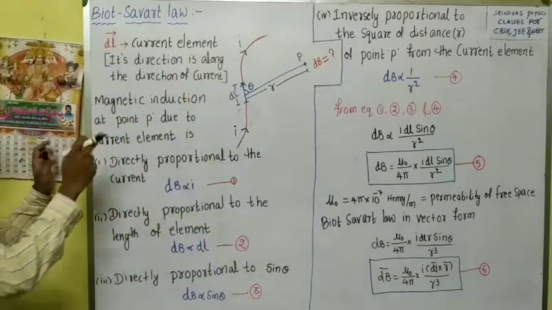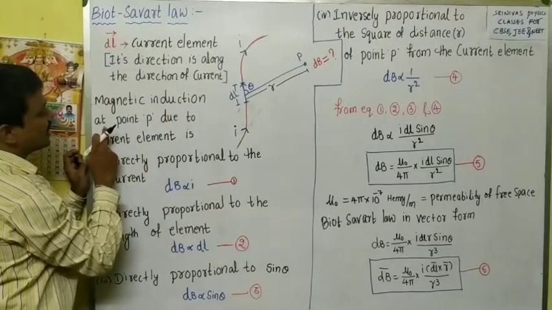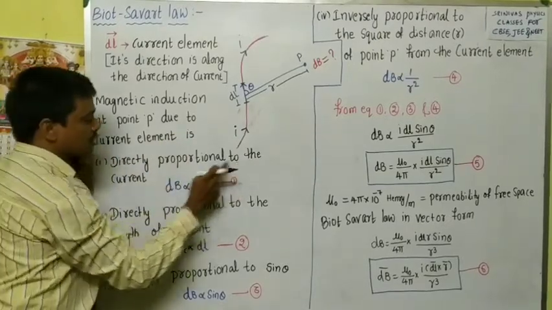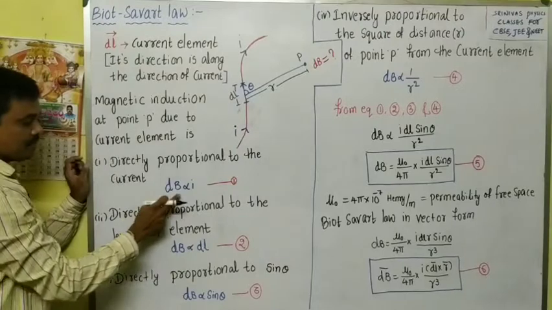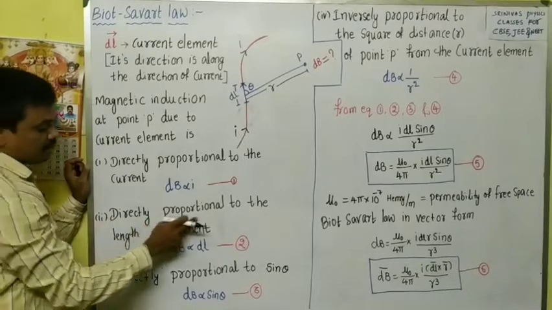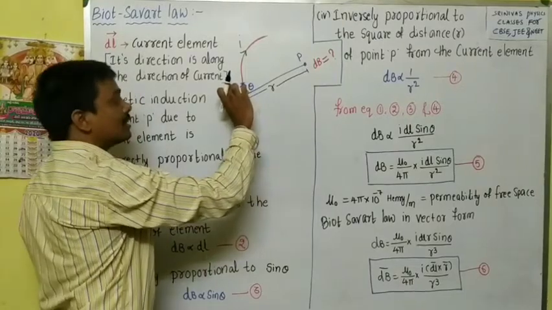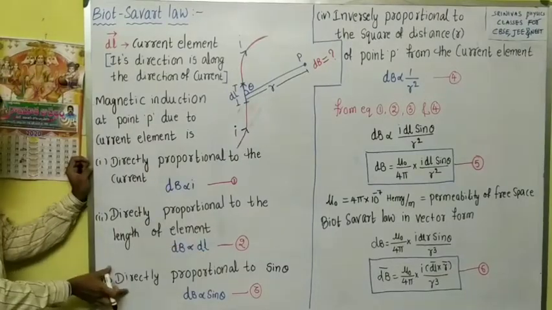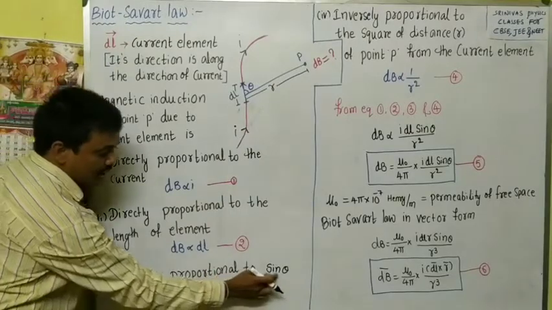Then on what factors does that depend according to Biot-Savart law? First point is that the magnetic induction at a point P due to the current element is directly proportional to the current. If there is more current, then more field strength. Second point is that it is directly proportional to the length of the element. We are taking the small element, so the field is also proportional to the length of the element. And the third point is that the magnetic field is directly proportional to sin theta.